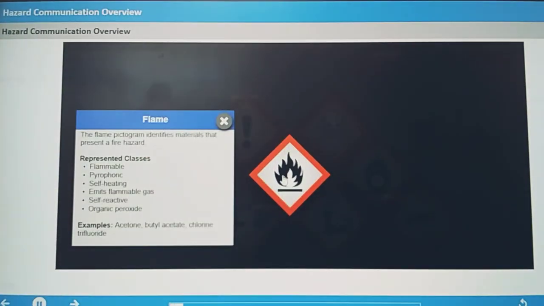The flame pictogram identifies materials that present a fire hazard. This pictogram represents materials classified as flammable, pyrophoric, self-heating, emitting flammable gas, self-reactive, and organic peroxides. Materials bearing the flame pictogram include acetone, butyl acetate, and chlorine trifluoride.